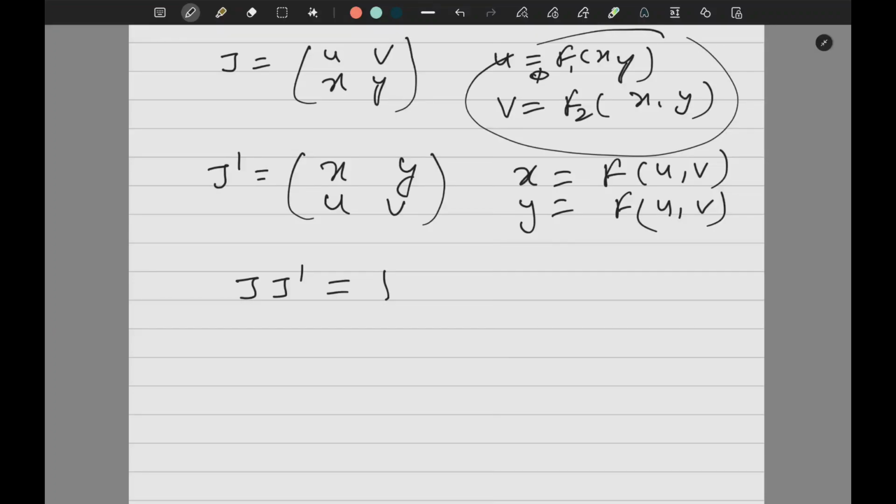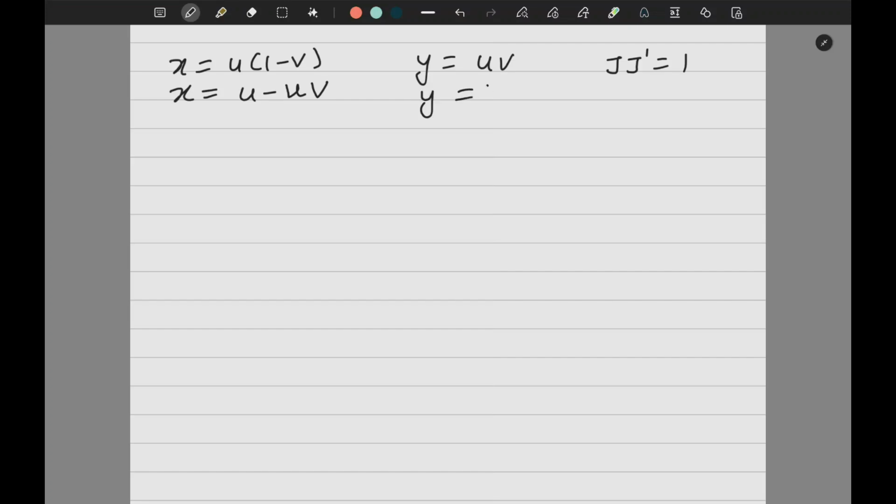So this is a very common question for exams, that they will give you this and ask you to show that J into J dash is equal to 1. Right? So now let us do one question to understand this concept. Suppose I am giving x is equal to u(1 minus v) and y is equal to uv. Show that J J dash is equal to 1.